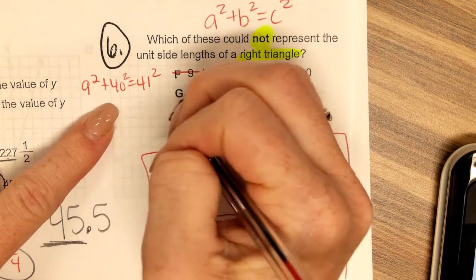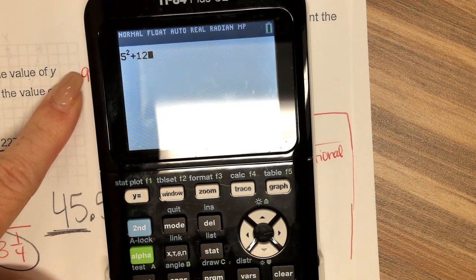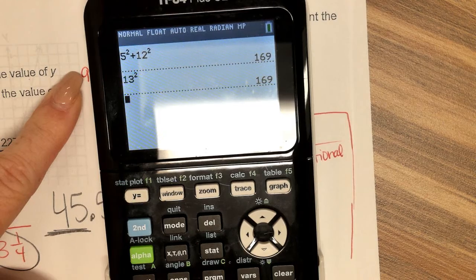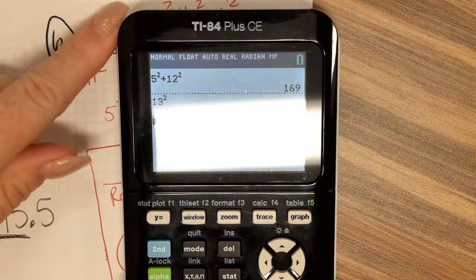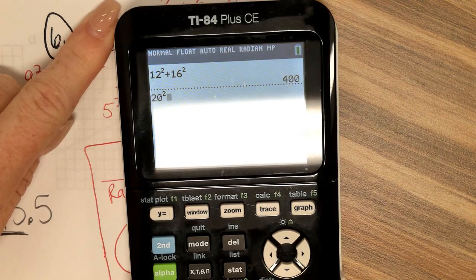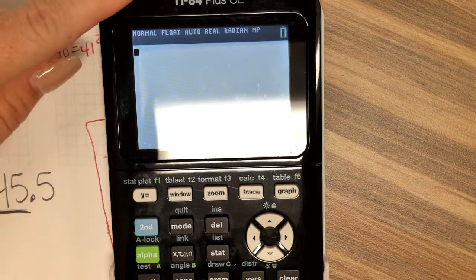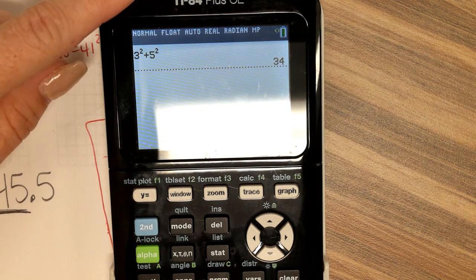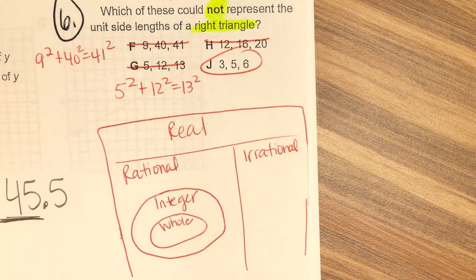So let's go do G. How would I set it up? 5 squared plus 12 squared equals 13 squared. So I go type it in. 5 squared plus 12 squared and 13 squared. Were those equal? Yes, so that is true. Let's go to H. 12 squared plus 16 squared equals 20 squared. Was that true? So it has to be J, but I'll check it just in case. 3 squared plus 5 squared equals 6 squared. Are those equal? No. So that will not make a right triangle. Okay, moving on.